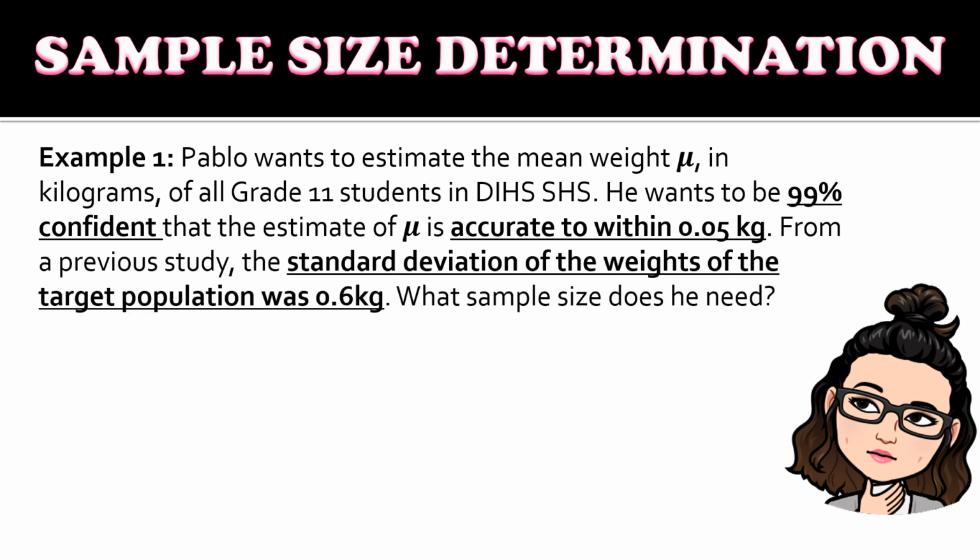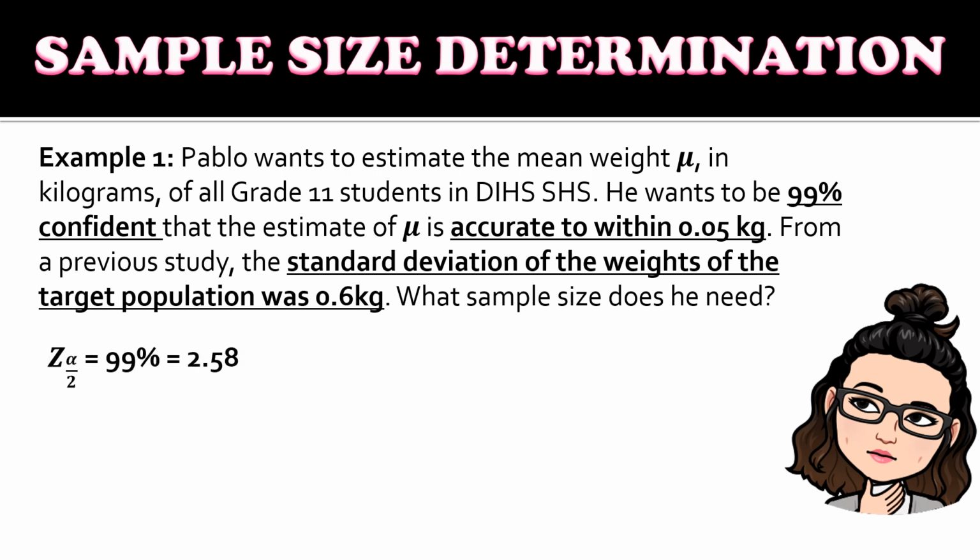So example number 1. Pablo wants to estimate the mean weight in kilograms of all grade 11 students in Dasmariñas Integrated High School, Senior High School. He wants to be 99% confident that the estimate of the population mean is accurate to within 0.05 kilogram. From a previous study, the standard deviation of the weights of the target population was 0.6 kilogram. So what sample size does he need?